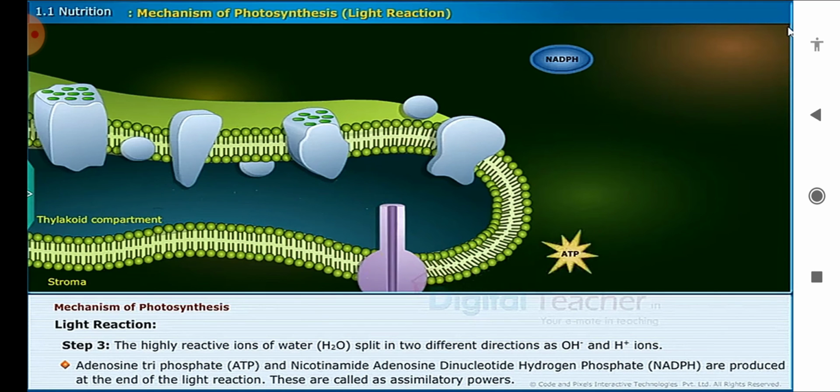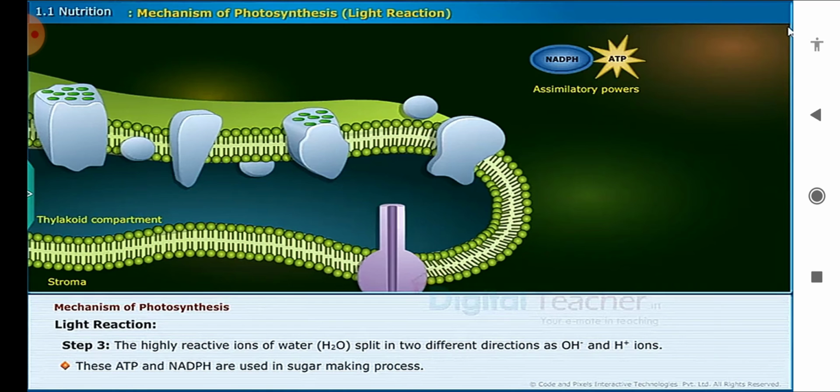Adenosine triphosphate, ATP, and nicotinamide adenine dinucleotide phosphate hydrogen, NADPH, are produced at the end of the light reaction. These are called assimilatory powers. These ATP and NADPH are used in the sugar making process. Let us learn about dark reaction.